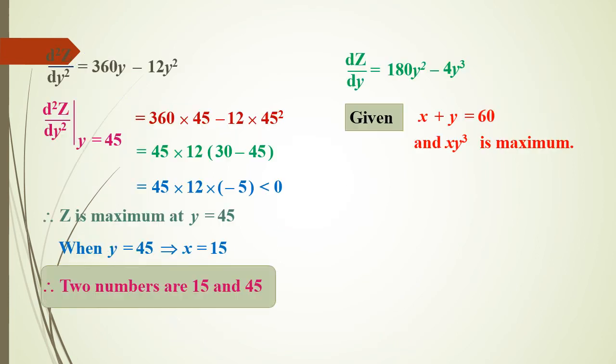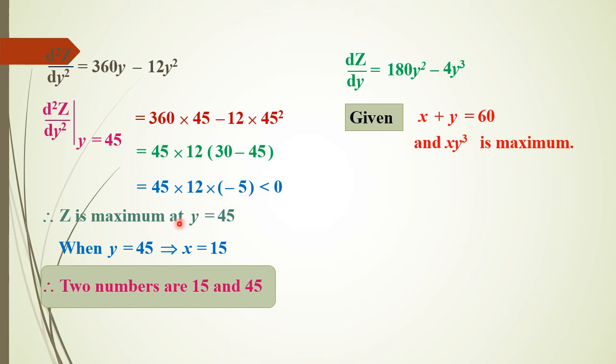These are the two. Now when you are maximizing or minimizing, we need to go for the second differentiation of the function. So d square z divided by dy square equal to 360y minus 12y square, the second differentiation of the first derivative function. Next, y equal to 45, you substitute. Here you will be getting a minus value, so it will be less than 0, therefore it will be maximum.